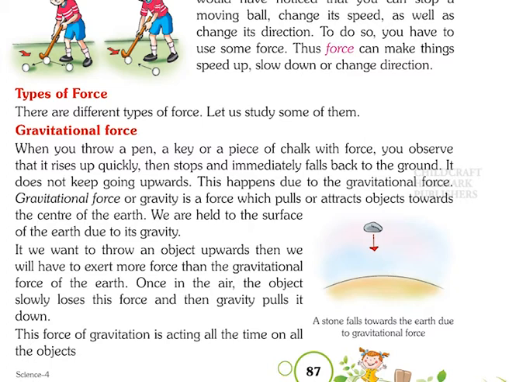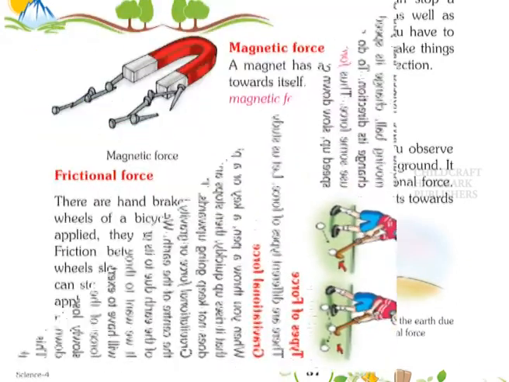Gravitational force or gravity is a force which pulls or attracts objects towards the center of the earth. We are held to the surface of the earth due to its gravity. If we want to throw an object upwards, then we will have to exert more force than the gravitational force of the earth. Once in the air, the object slowly loses its force and then gravity pulls it down. This force of gravitation is acting all the time on all the objects.